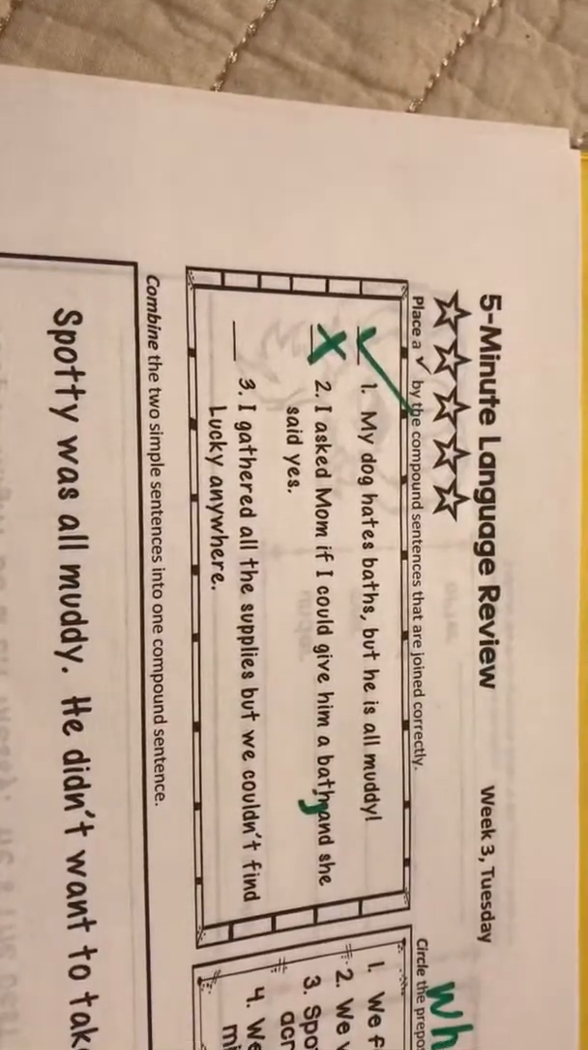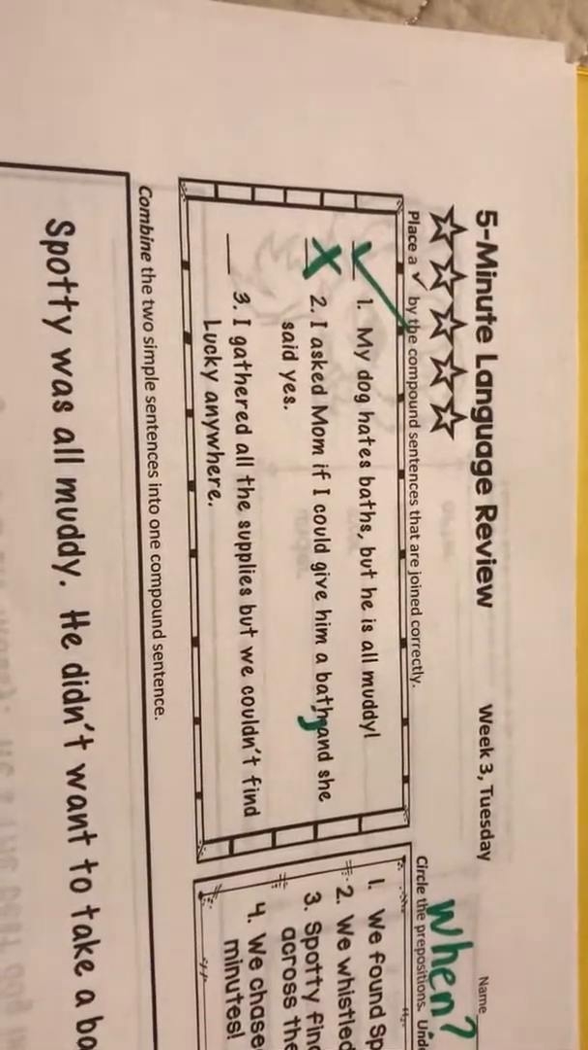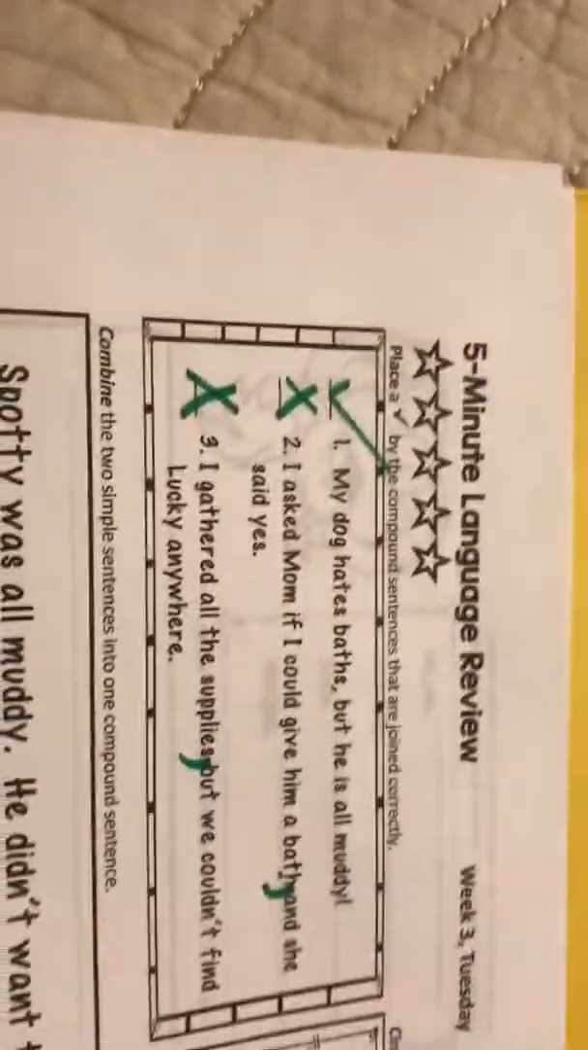Number 3. I gathered all the supplies, but we couldn't find Lucky anywhere. So, are there 2 sentences? I gathered all the supplies. We couldn't find Lucky anywhere. Yes, there's 2. They're joined by the word but there's a problem. There should be a comma right there before the word but. So it's wrong.